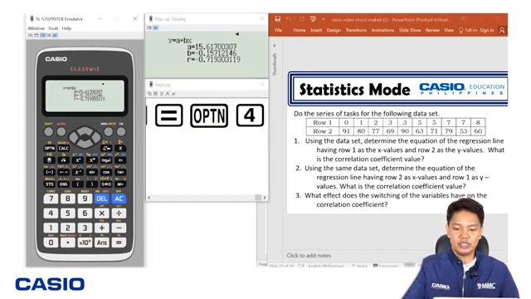What effect does the switching of the variables have on the correlation coefficient? As we can see, there is no effect whether we interchange the x and the y variables or the x and y data in our regression analysis. This means that correlation is not really a cause and effect as we have known. And this will suffice our claim that correlation is not a cause and effect.